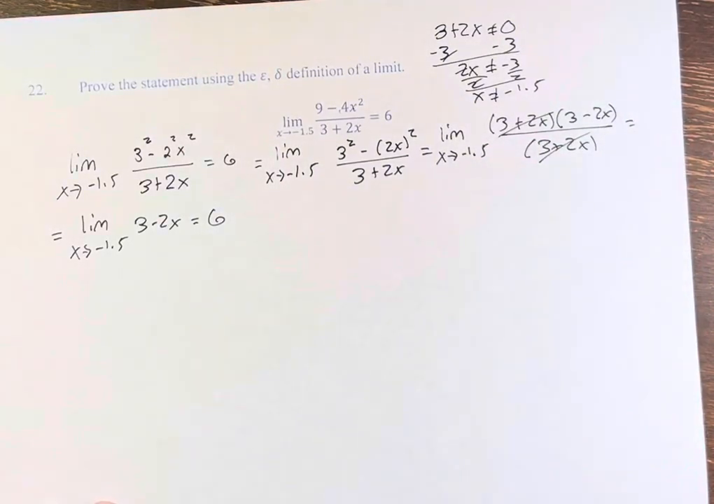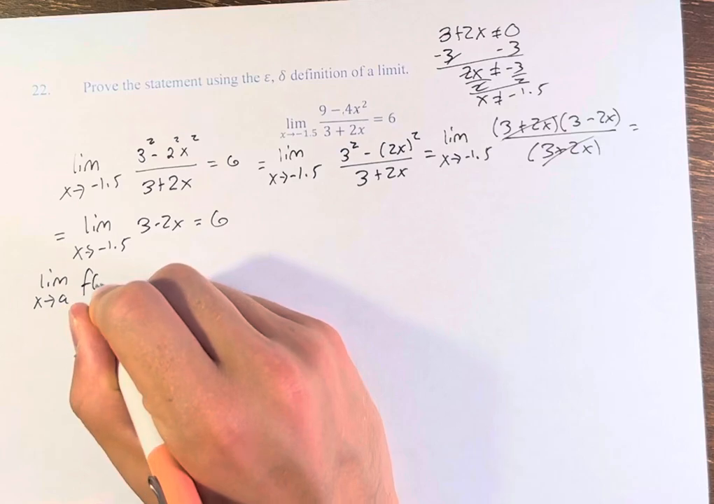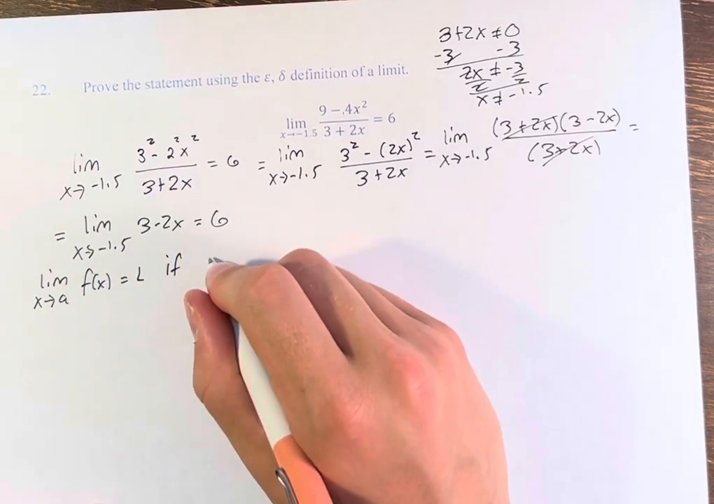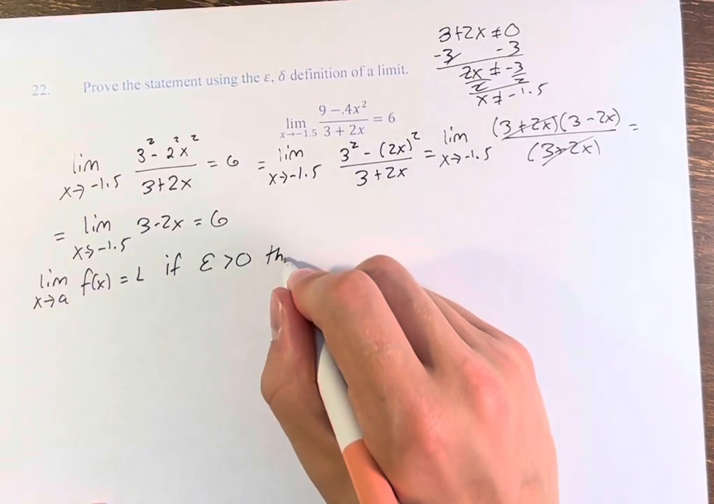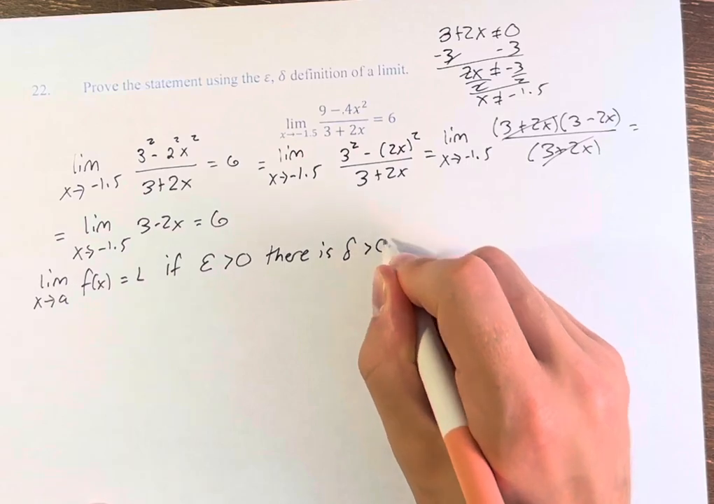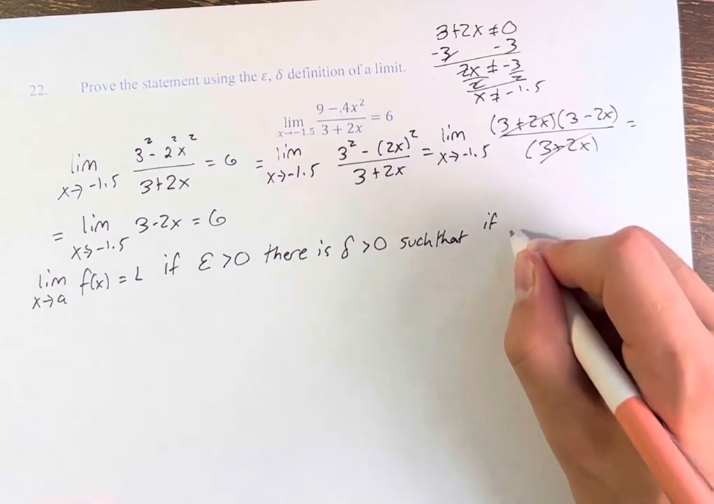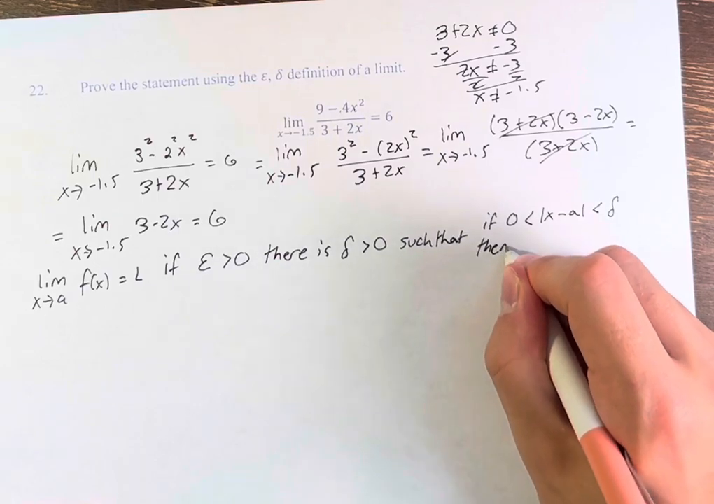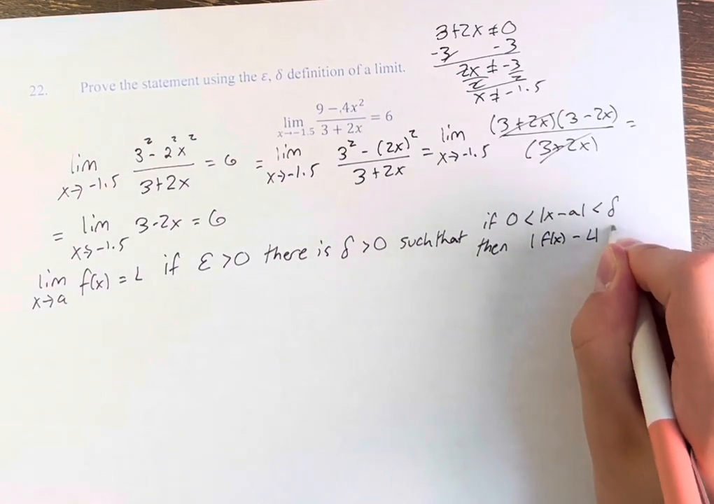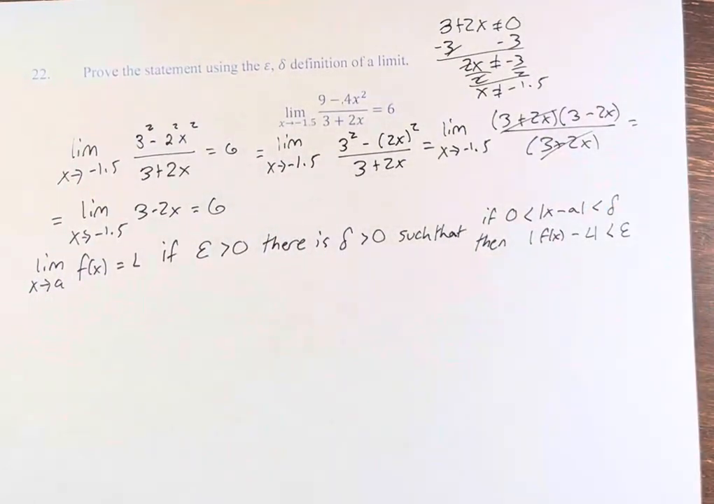So we can therefore say that this is the simplified version of the limit, and we can use the definition of the limit, which states that the limit as x approaches a of f of x equals L if for every positive number epsilon that you could choose, there is an associated delta that is also positive, such that if 0 is less than the absolute value of x minus a is less than delta, then the absolute value of f of x minus L is less than epsilon. For every epsilon, there's going to be an associated delta for which this relationship is true.